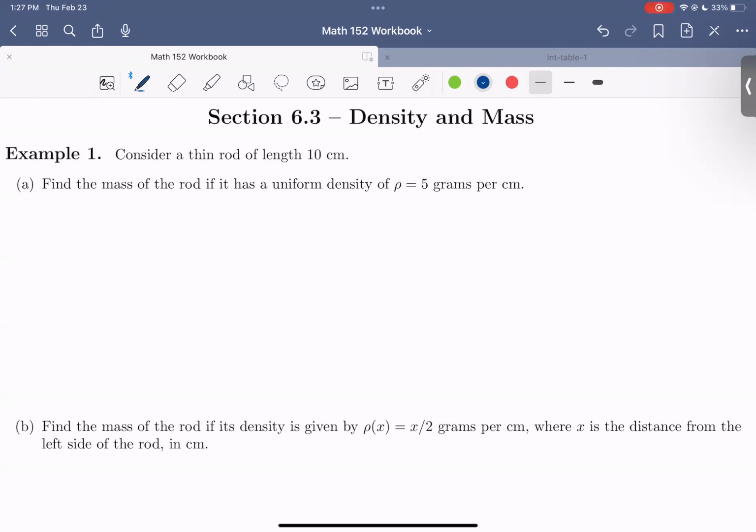Before we begin our first example, I just want to say a couple comments about what density and mass are. You probably have seen these words, maybe if you've taken a physics class or an engineering class, you might have a strong notion for what they are, or maybe these words are kind of new to you. But let's start with mass. Mass tells us essentially how much matter an object contains.